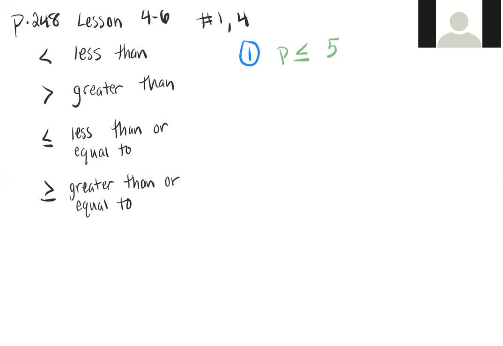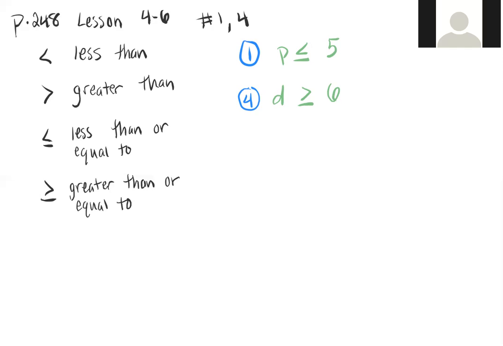All right, and number 4, we've got the distance of the race, D, is at least 6 miles. Again, my variable D, my number 6, at least. So it could be more than 6 miles, but he has to run at least 6 miles. So he could run more than 6 miles, but he does have to at least run 6 miles. So he could run 6 miles, D could equal 6, or it could be greater than 6.